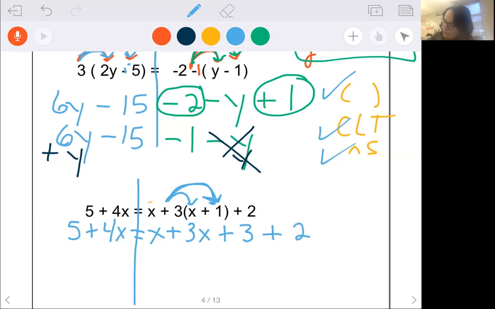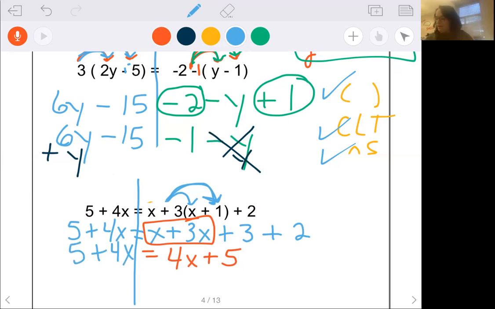I have 2 like terms. I have the x plus the 3x, so I have 4 of those. And then I have 3 plus 2, so I just have 5. On the left-hand side, I still have that 5 plus 4x. Now, I need to get the variable on one side.